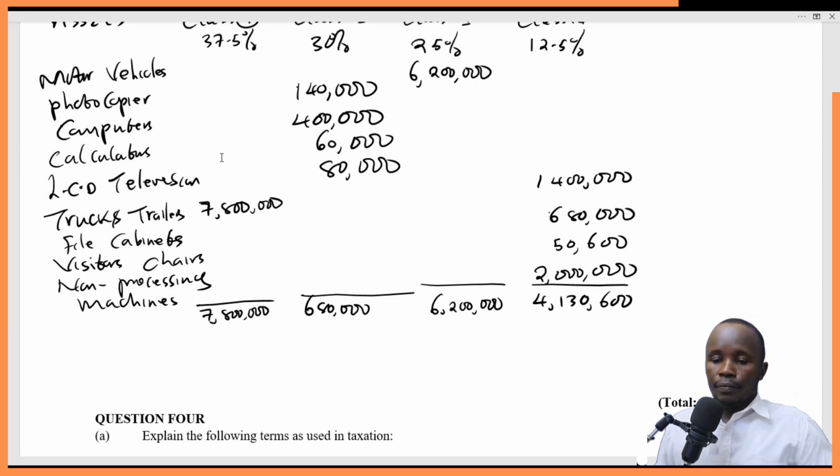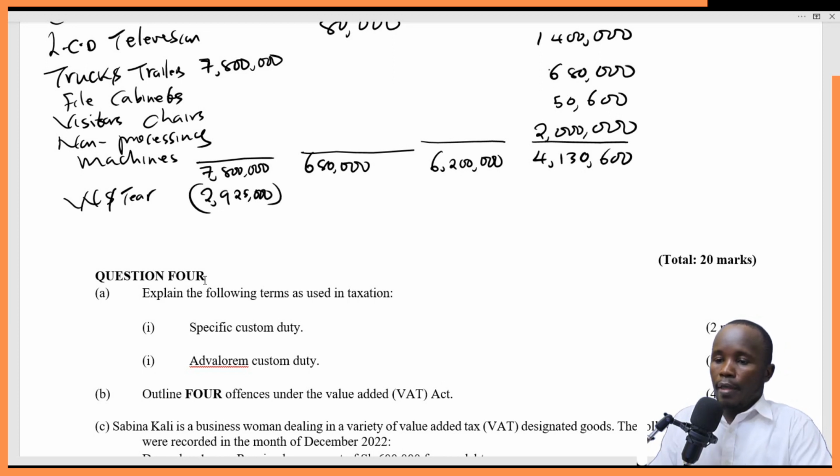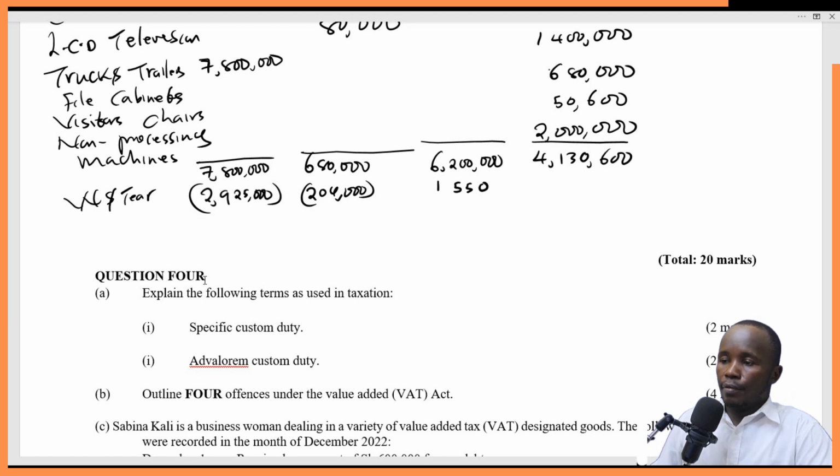Now we apply our rates. What is the wear and tear? This is 7.8 million times 7.5%. Wear and tear here is 2,925,000. Here 30%, 0.3 times 680,000. This is 204,000. This is 25%, 0.25 times 6,200,000. This is 1,550,000. And finally, 4,130,600 times 0.125. This gives me 516,325.